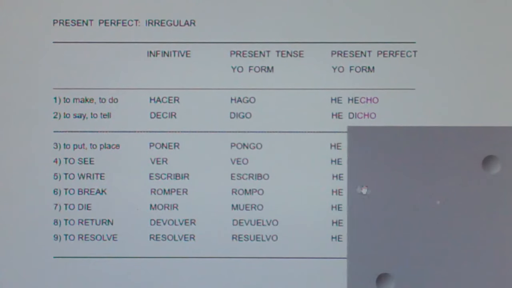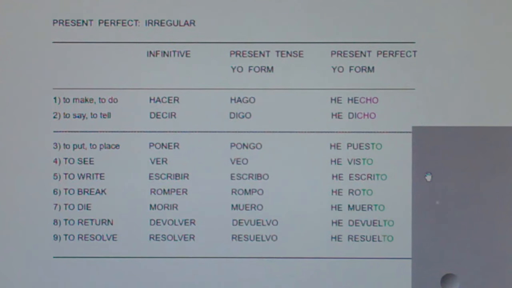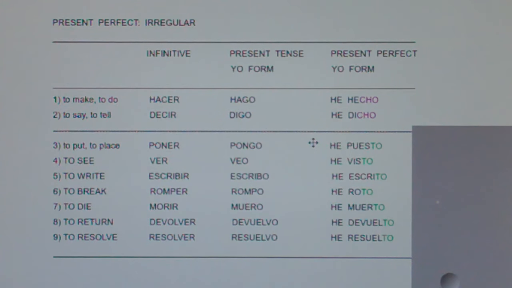Cool. Now, let's just go through these one more time. I'm going to say the verb and then the participle, the second part. Hacer turns into hecho. Decir turns into dicho. Poner turns into puesto. Ver turns into visto.